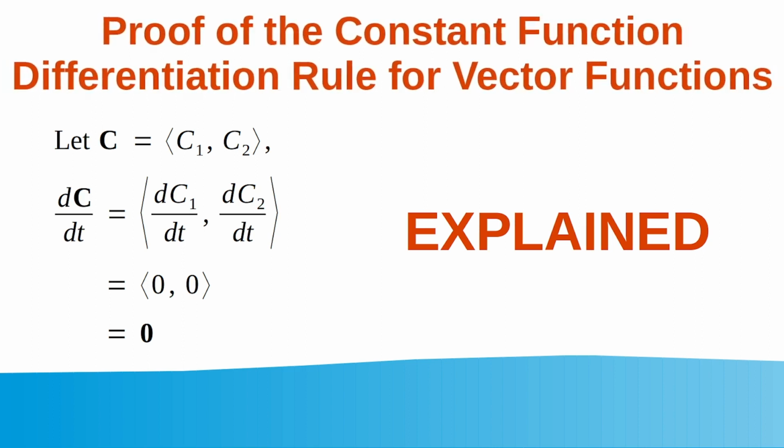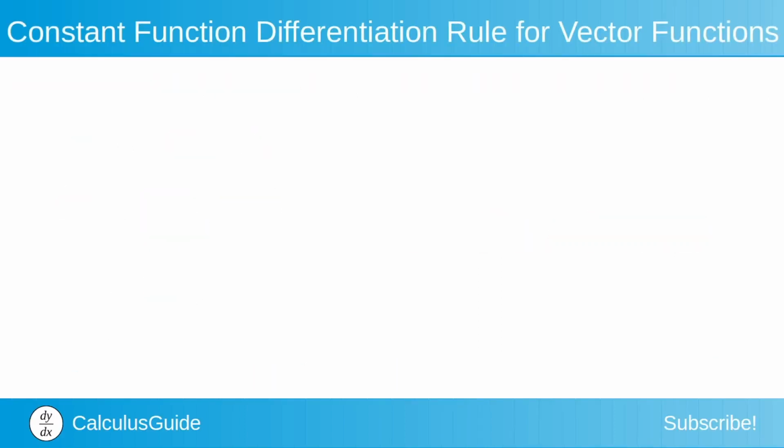In this video, I'll explain the proof of the constant function differentiation rule for vector functions. The constant function differentiation rule for vector functions states that if c is a constant vector, then the derivative of c with respect to t is equal to the zero vector.